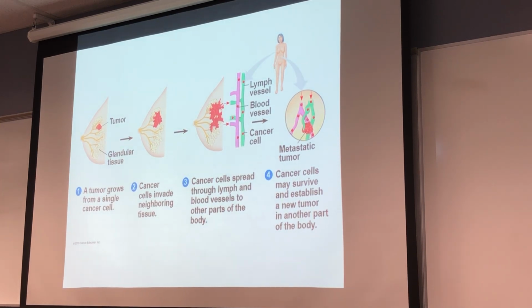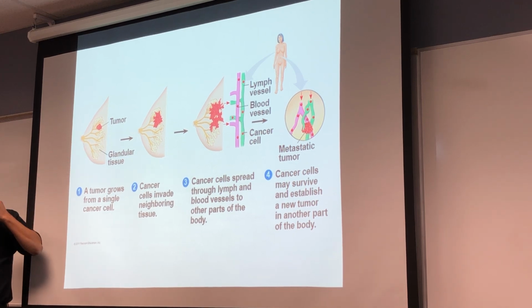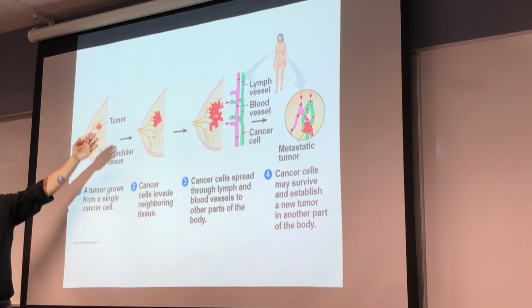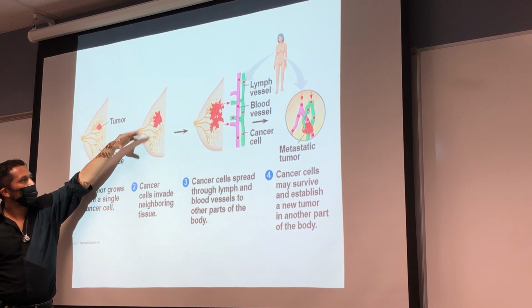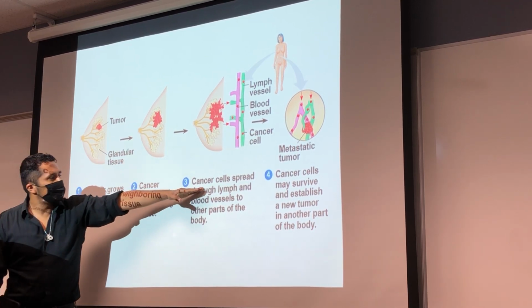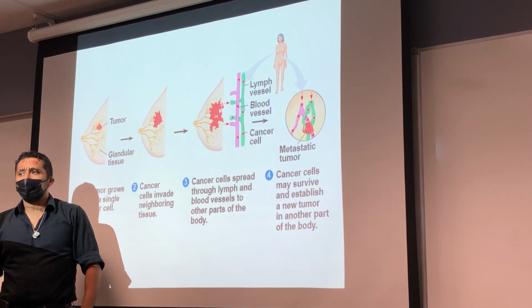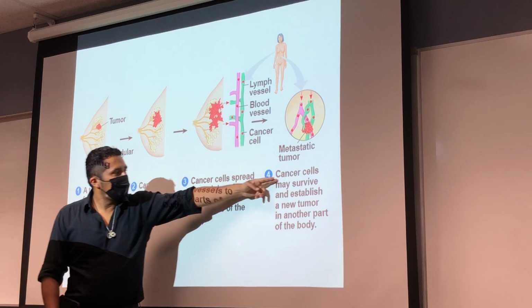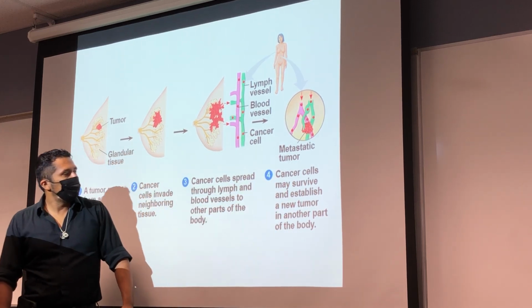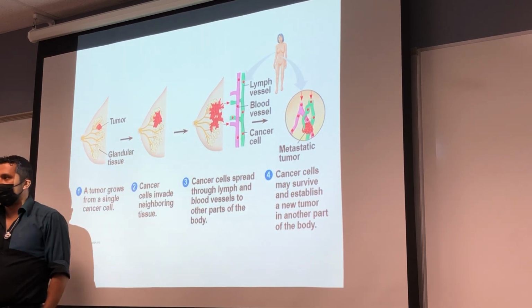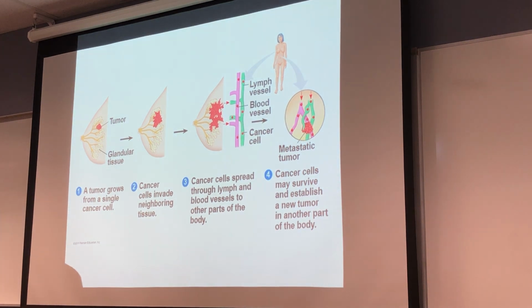So here's basically just a figure showing you about this. For example, here you have a tumor that grows from a single cell. And then you have these cancer cells that are invading the neighboring tissue. Then cancer cells spread to the lymph and blood vessels, and go to other parts of the body. Then cancer cells may survive and establish a new tumor in another part of the body. Right? Basically just the progression of this cancer.